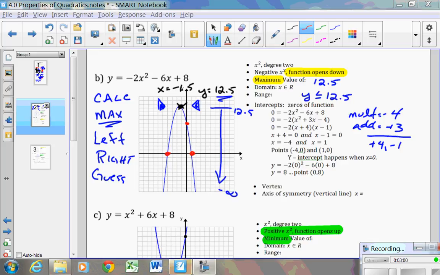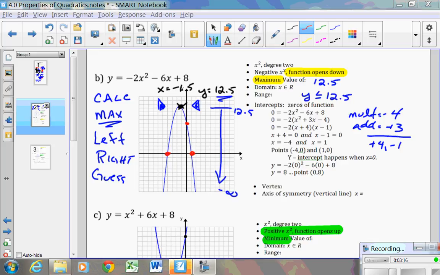So your calculator helped you find the maximum at negative 1.5 and 12.5. You used algebra to find your 2 zeros of your function at negative 4 and positive 1. And you did some algebra to figure out the y-intercept as well to be 0 and 8.